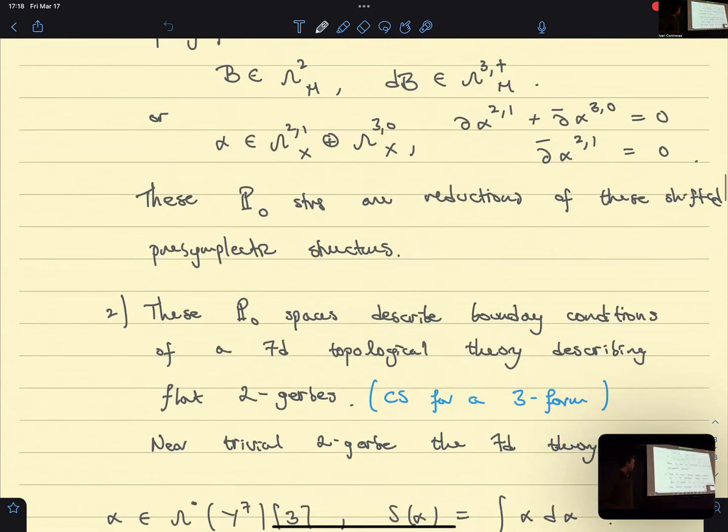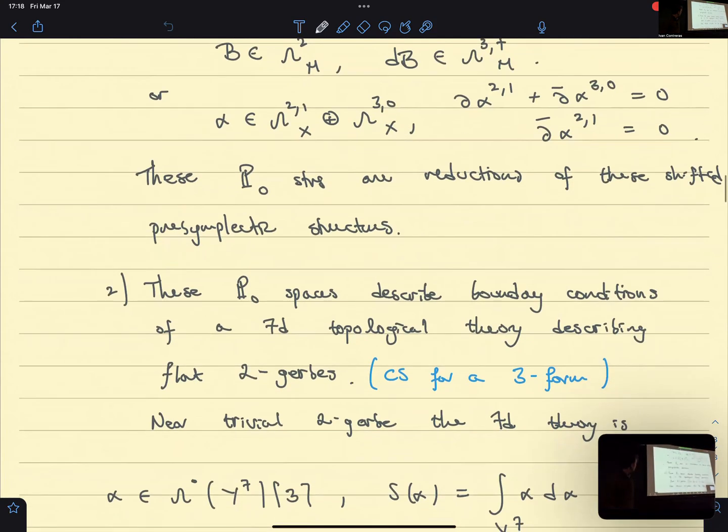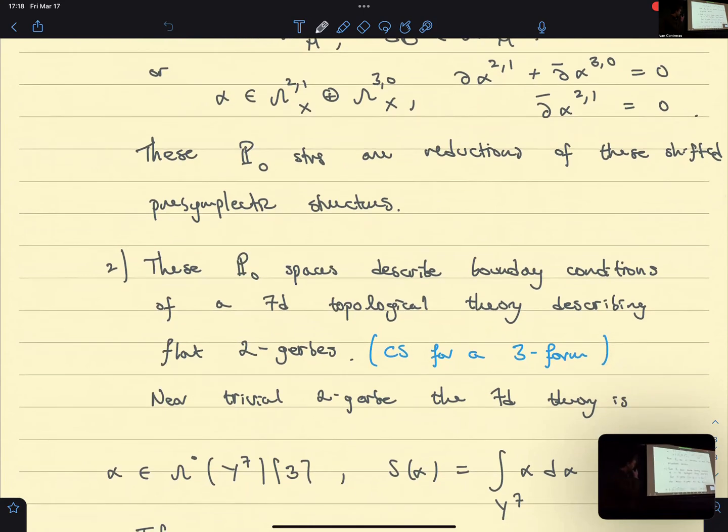What I want to stick to more closely in the rest of the talk is the interpretation of these P0 spaces as arising from boundary conditions of a certain 7-dimensional theory. So that's related to stuff that Pavel mentioned in his talk. So the point is that the phase space of any theory has a natural symplectic structure, a zero-shifted symplectic structure, and Lagrangians in a zero-shifted symplectic structure are canonically equipped with a shifted Poisson structure, a -1 shifted Poisson structure.